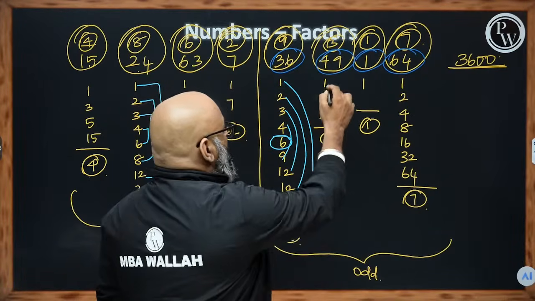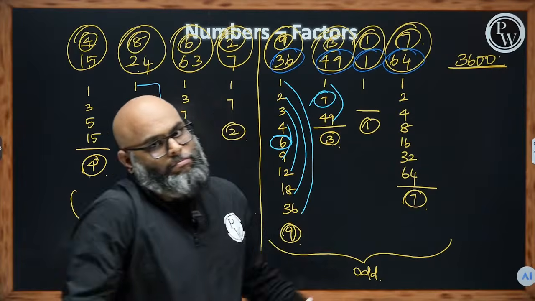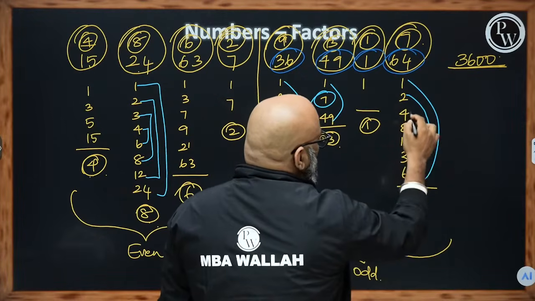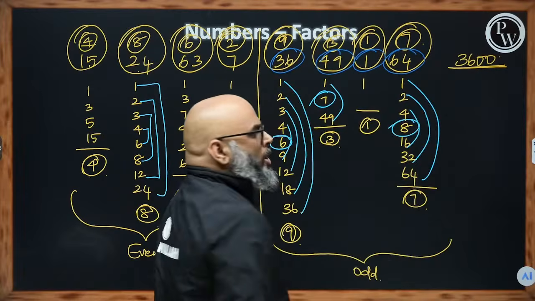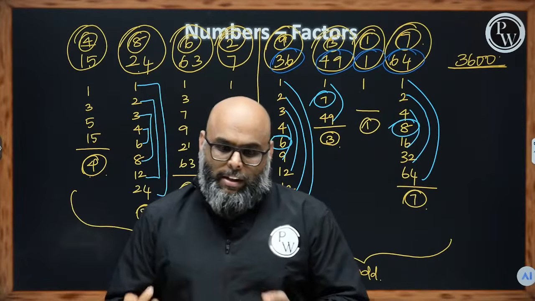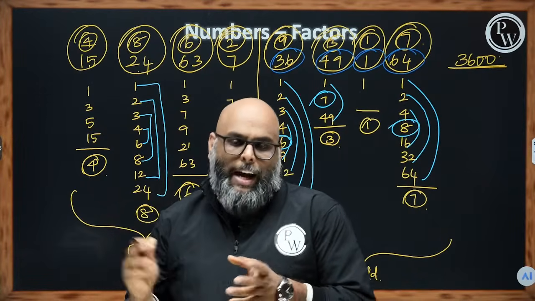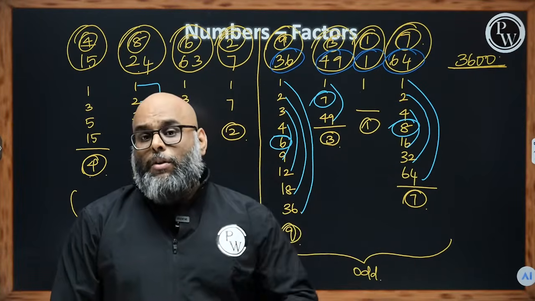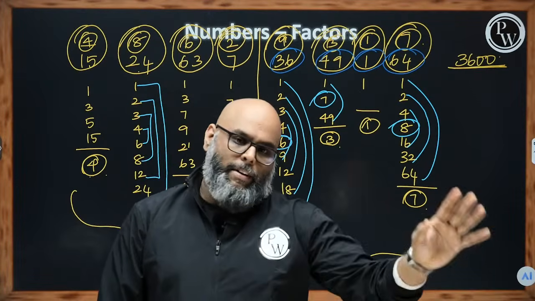49, 1 into 49, 7 into 7. 7 doesn't have a pair. 64, 1 into 64, 2 into 32, 4 into 16, 8 into 8. So as a result, there is one number that's being left out. As a result, for a perfect square, it will always be odd. For a non-perfect square, it will always be even.